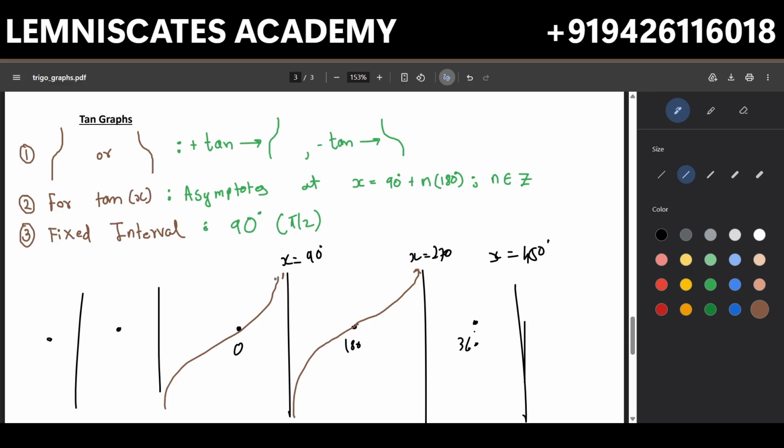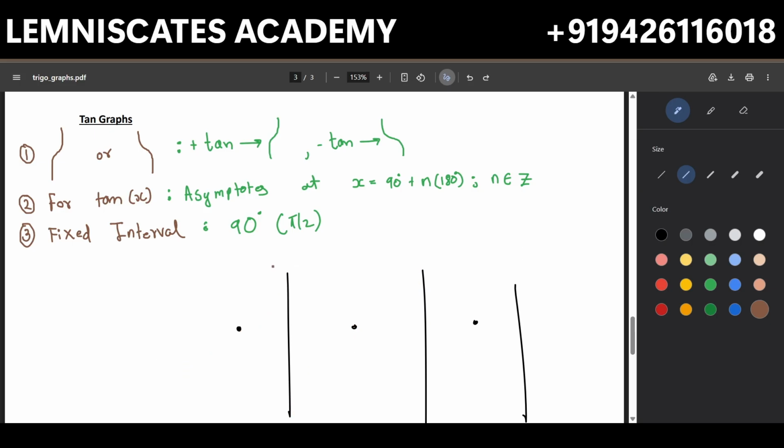And yeah, if you are not clear about the idea of asymptotes, you can watch the previous video on reciprocal graphs and come back to this part of the video. But yes, this is what we are going to learn in this part of the video, that is, the tan x graph.